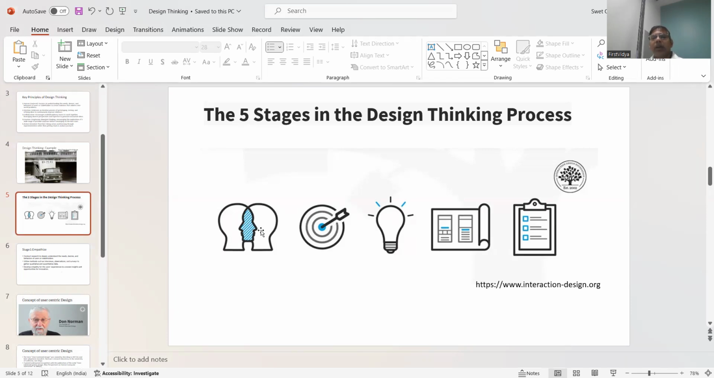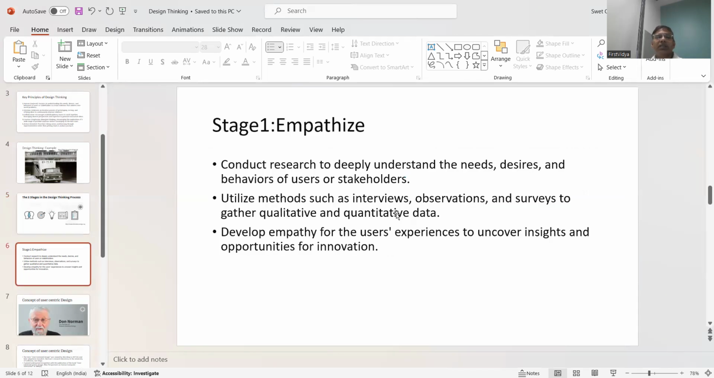So here empathy, then define, then ideate, then prototype, and finally testing. It's not needed that these things go only sequentially. After the empathy, we can directly go to ideate. Okay, so this is about the five stages. Now let's discuss it in detail.